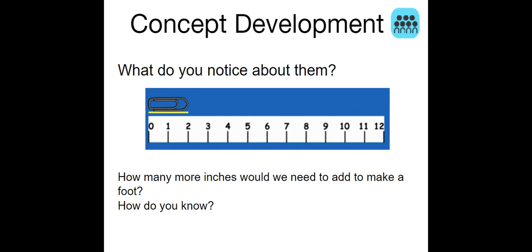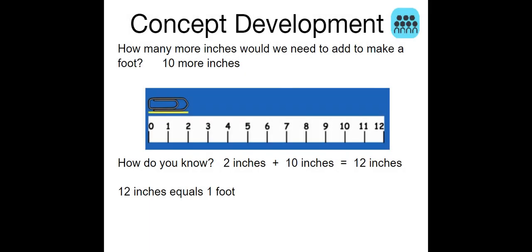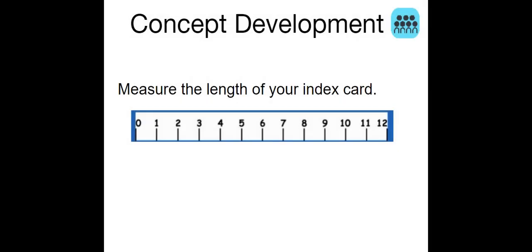Well, right now I have 2 inches, so I would need 10 more. And how do I know that? I know that 2 plus 10 equals 12 inches, and 12 inches also equals 1 foot. You could subtract 2, say 12 minus 2 equals 10. That's another way you could solve it.